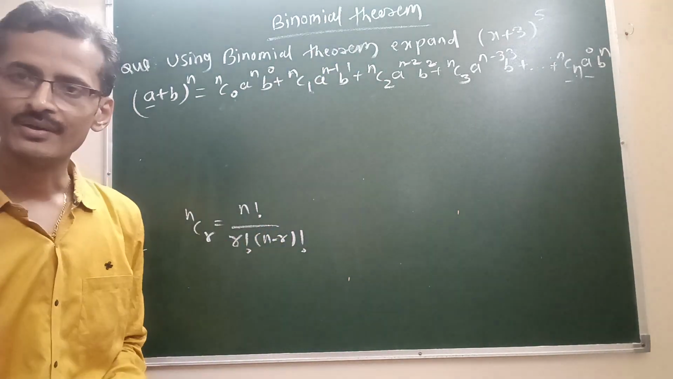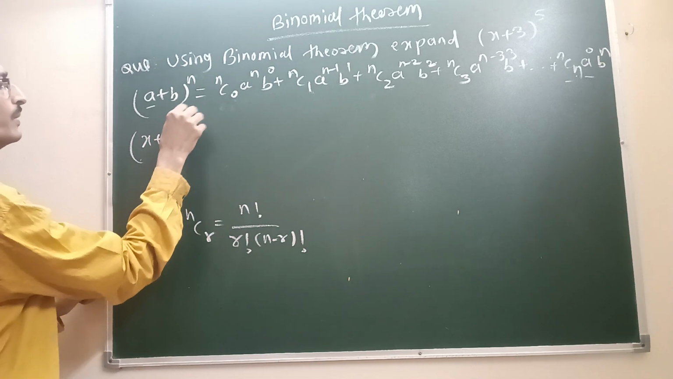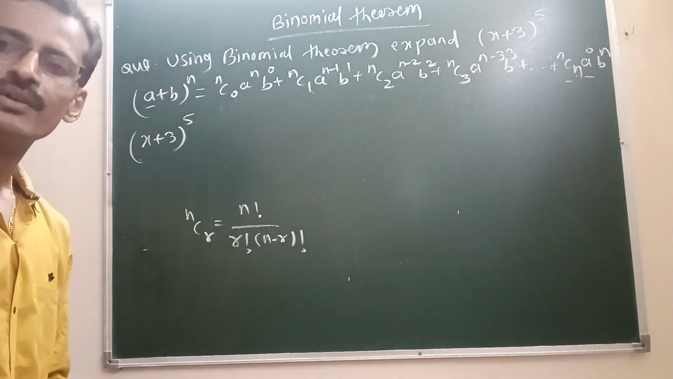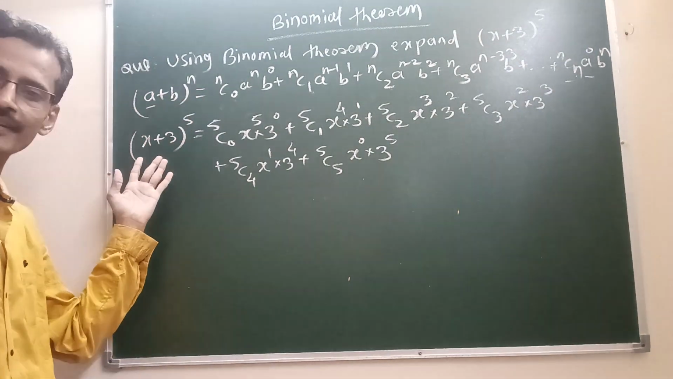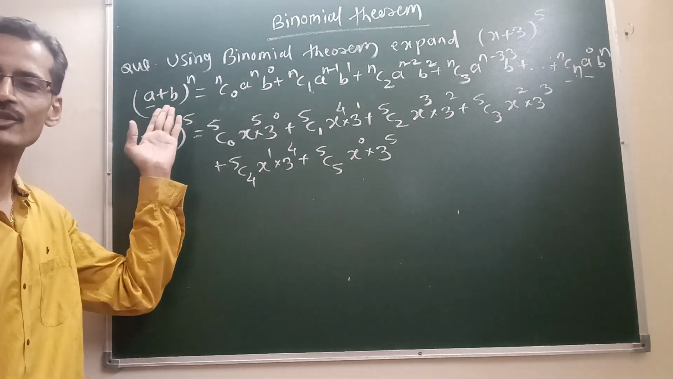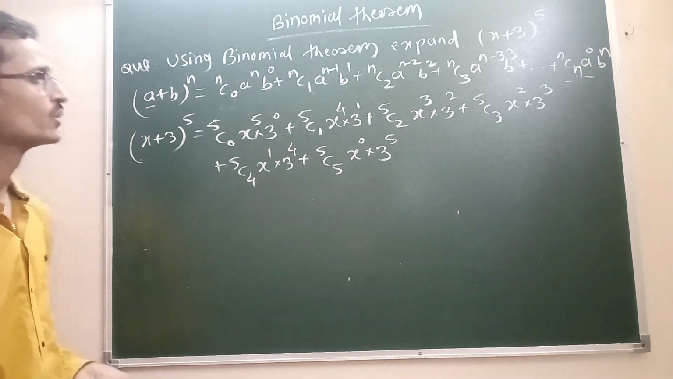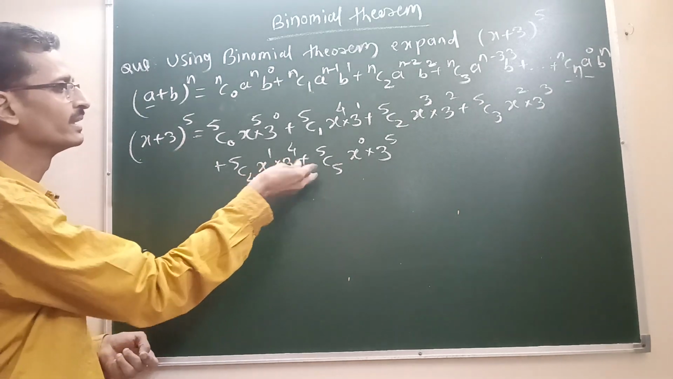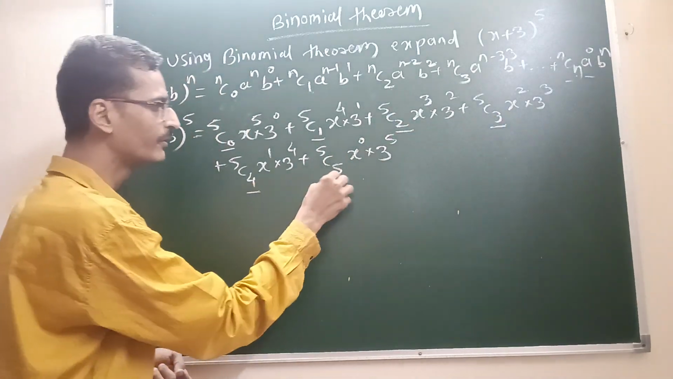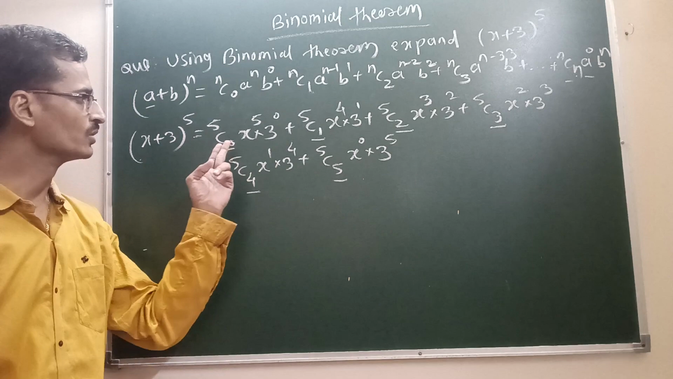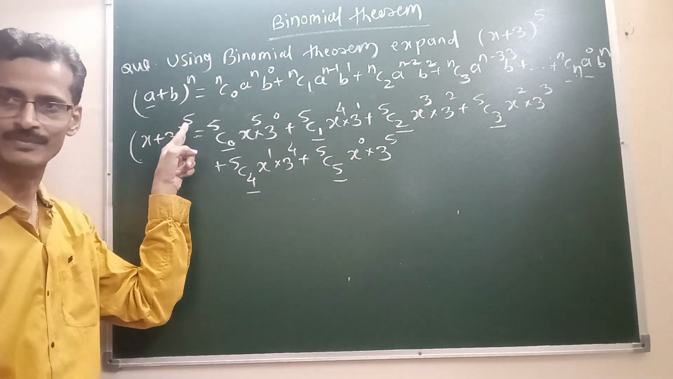Let us use it to find (x + 3) raised to 5. So just applying this binomial theorem here. Now this is like (a + b) raised to n. So here a is x, b is 3, n is 5. So first we have to write 5C0, then 5C1, 5C2, 5C3, 5C4 and 5C5. So 0 plus 1, 2, 3, count these, total 5 plus 1, 6 terms.